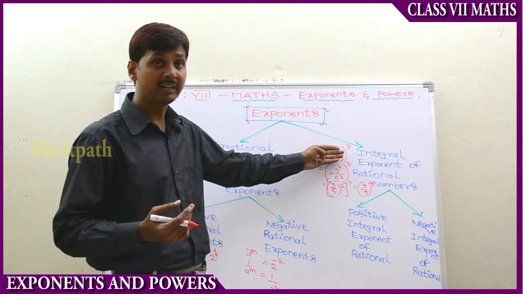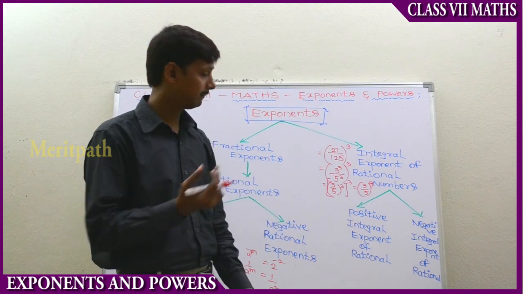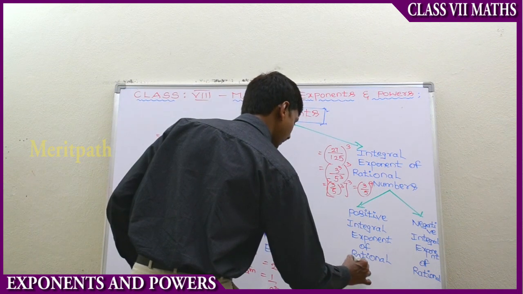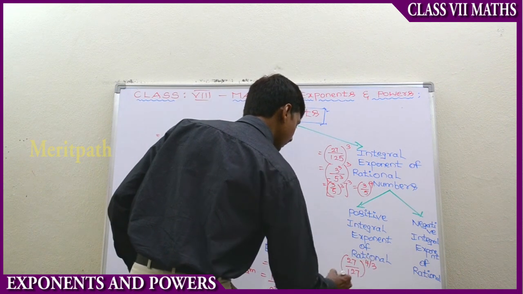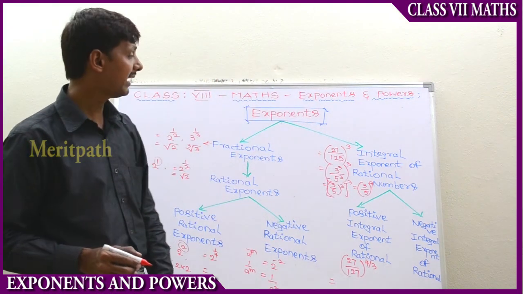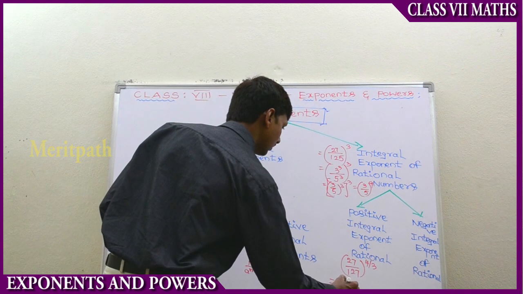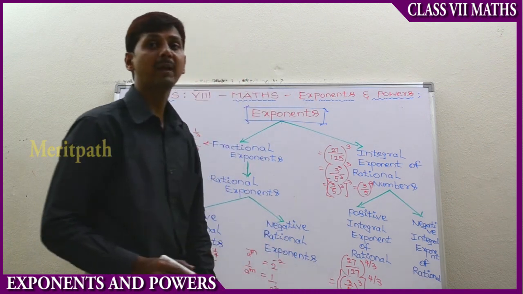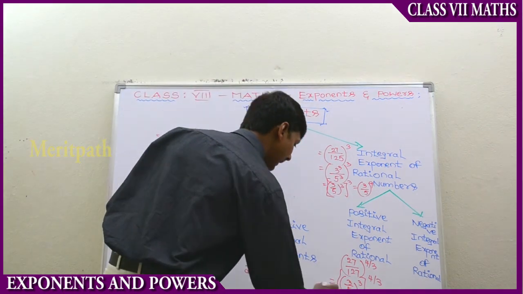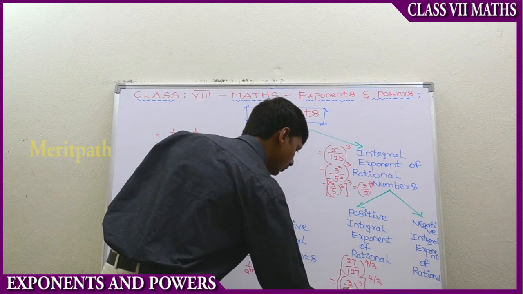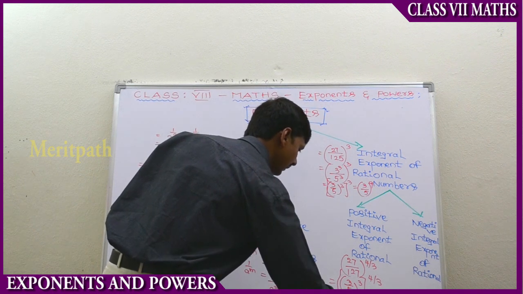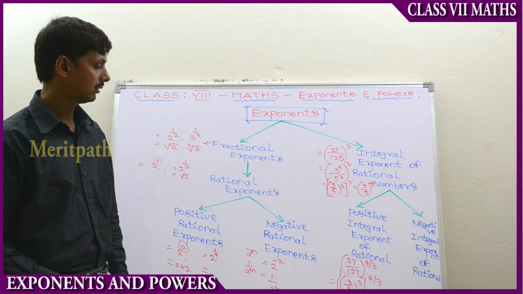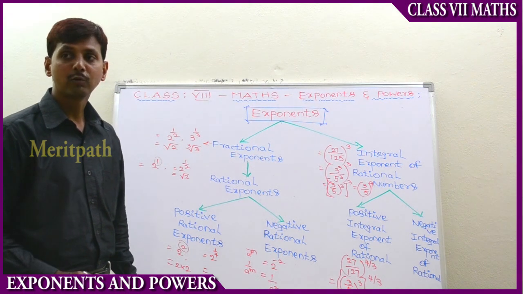Let's take some other example: 27 by 125 whole to the power of 4 by 3. We know that 27 by 125 can be written as 3 by 5 whole cube, whole to the power of 4 by 3. This is of the form a power m whole power n, so it can be expressed as 3 by 5 whole to the power of 3 into 4 by 3. The 3s cancel, so we get 3 by 5 whole to the power of 4.